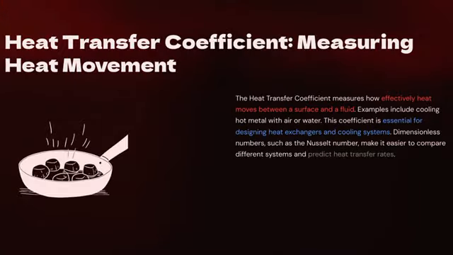And just like with heat transfer, we have correlations to estimate transfer coefficients. Engineers use these formulas to simplify real world problems. Heat transfer coefficient is a big one. It measures how effectively heat moves between a surface and a fluid, like cooling hot metal with air or water. Exactly, and using dimensionless numbers makes it so much easier to compare different systems. Like how engineers use Reynolds number to predict if fluid flow is smooth or turbulent.